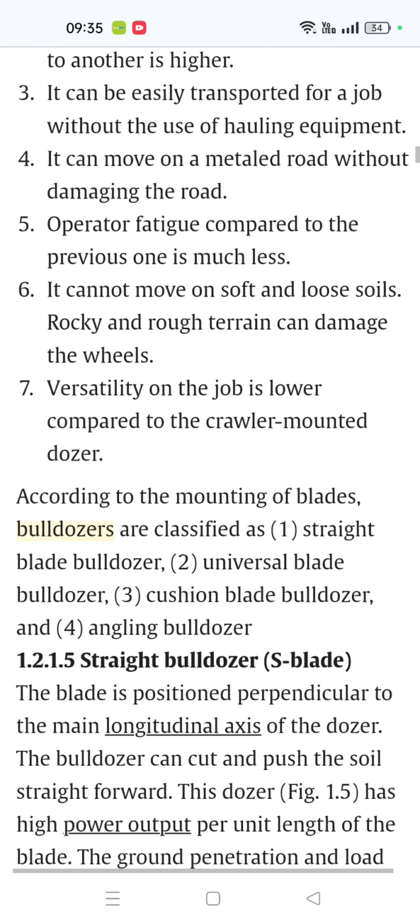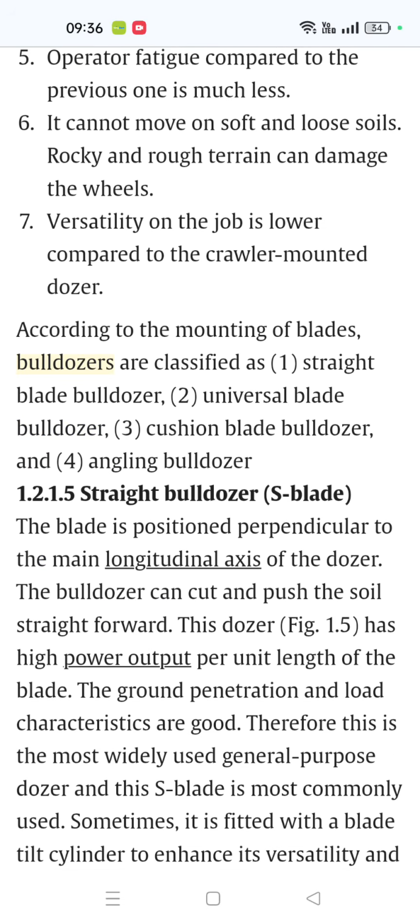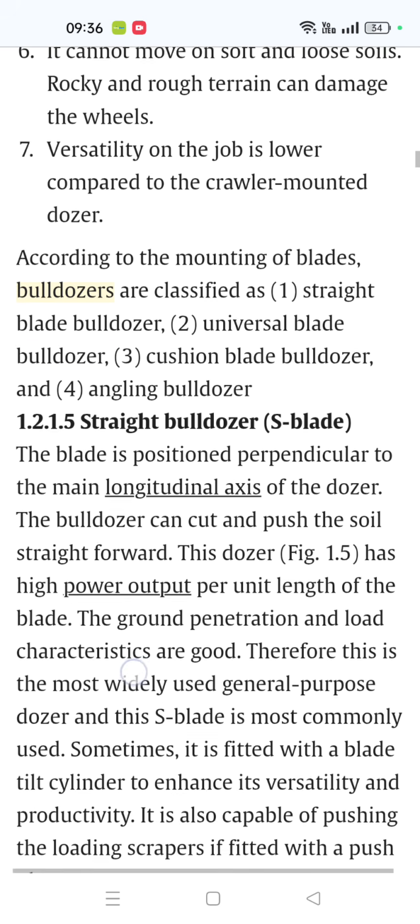6. It cannot move on soft and loose soil, rocky and rough terrain can damage the wheel. 7. Versatility on the job is lower compared to the crawler mounted dozer.